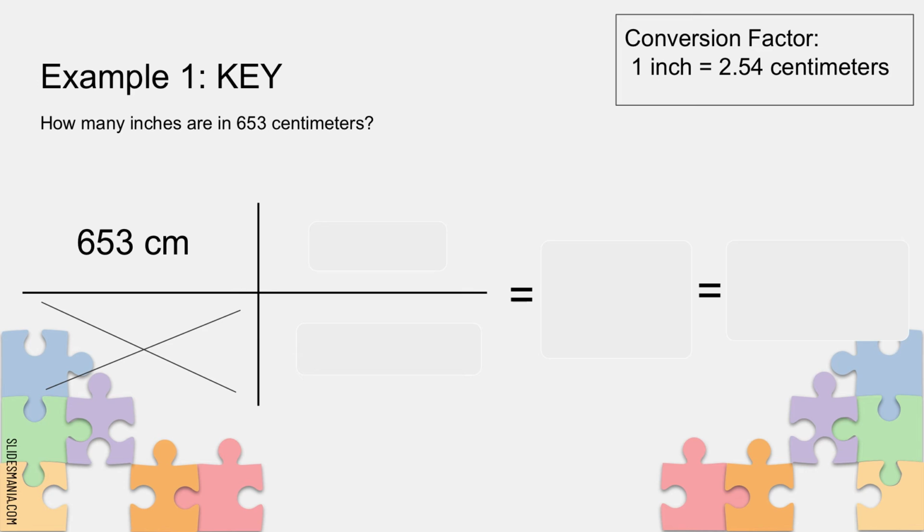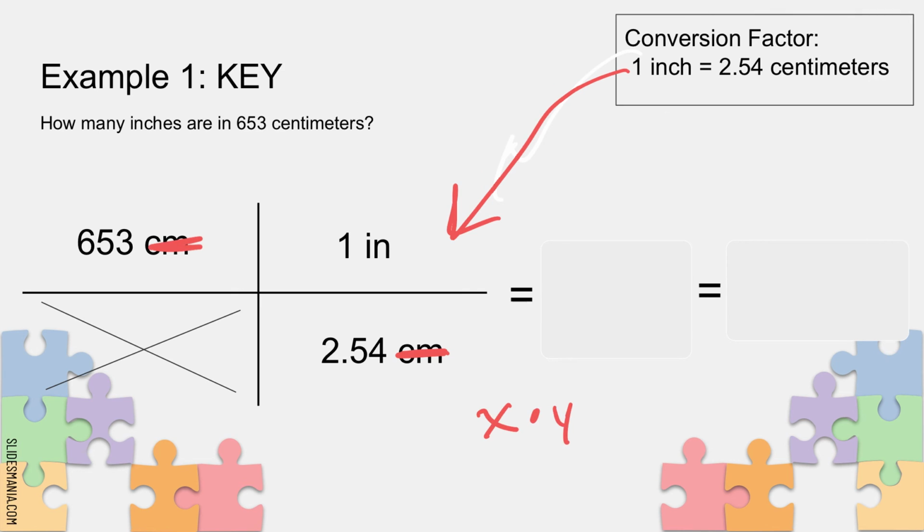Okay, to solve this using the railroad tracks, how many inches are in 653 centimeters? So my given is my A, 653 centimeters. Then here, I want inches, so my inches is going to be on top, and down here is my 2.54 centimeters because I'm using this conversion factor here. So my centimeters cancel. Just like in math, if you had x times y divided by x, your x's cancel, and you're just left with y.